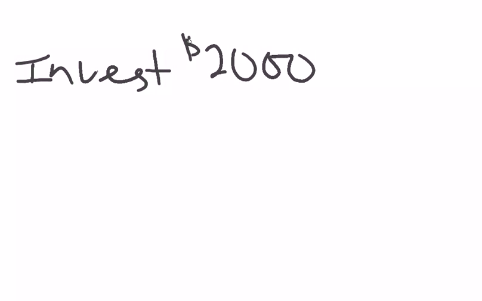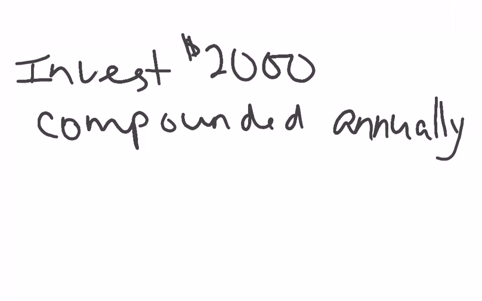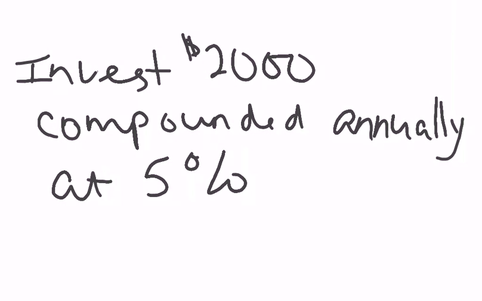So for example, they may say you want to invest $2,000 into an account that is compounded annually at 5%. Sorry, forgot that part. 5% interest. And they want you to determine the equation for how much money would be in the account after T years.